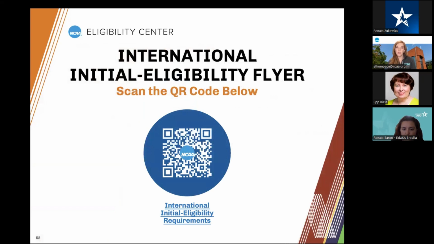So everything that I covered today is also included on this initial eligibility flyer. If you scan this QR code here, it will give you a one-page PDF flyer that also has hyperlinked resources in it, but has those breakdowns of those 16 core courses and the grade point average, as well as linking to our international guide.